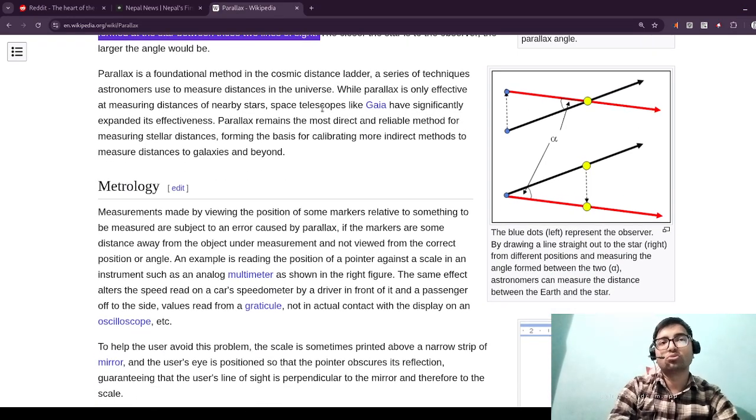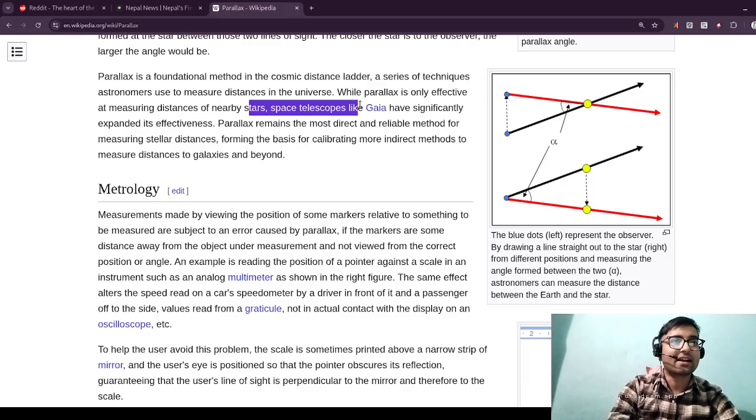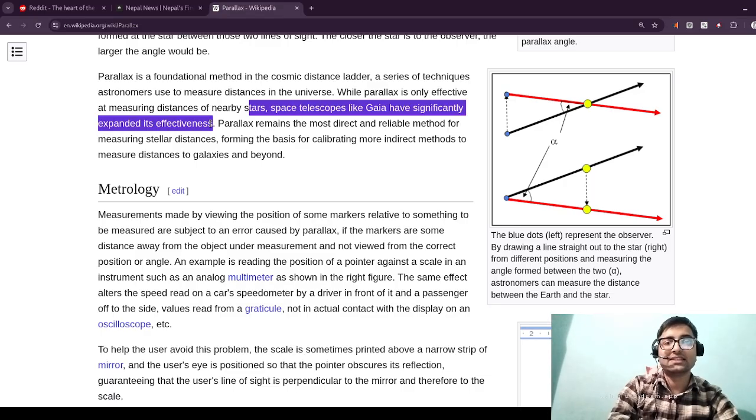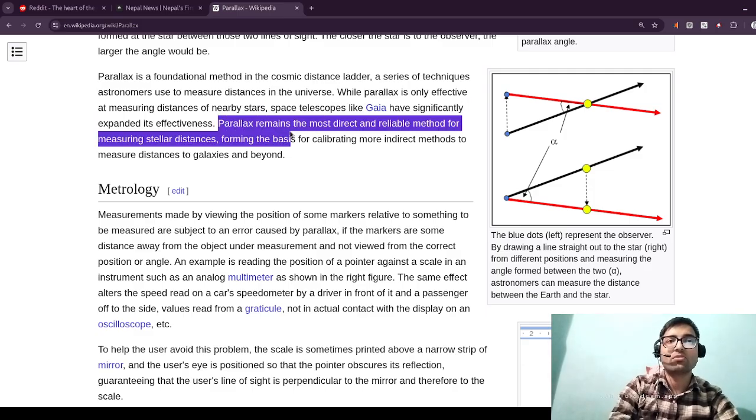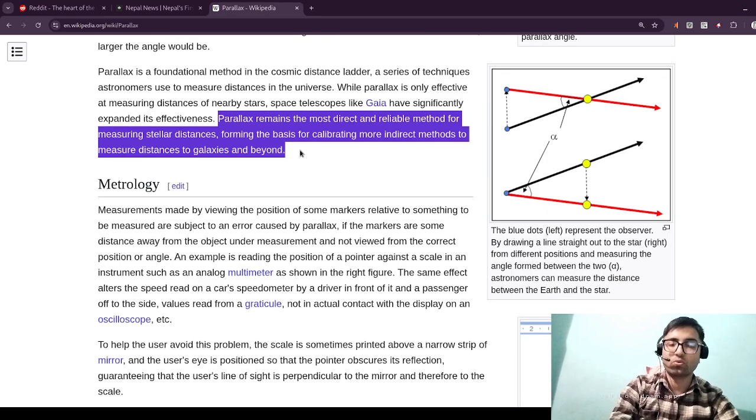Parallax is the foundational method in the cosmic distance ladder, a series of techniques astronomers use to determine distances in the universe. While parallax is only effective at measuring the distance of nearby stars, space telescopes like Gaia have significantly expanded its effectiveness. Parallax remains the most direct and reliable method for measuring stellar distance, forming the basis for calibrating more indirect methods to measure the distance to galaxies and beyond.